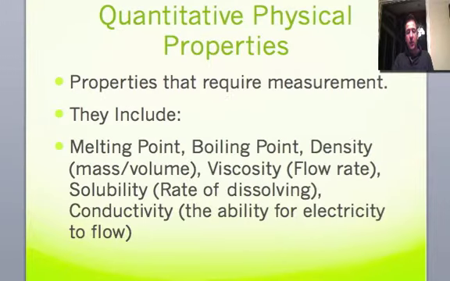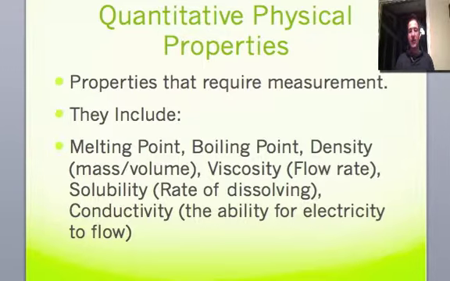The quantitative physical properties are the ones, like I said, that are measurable. Quantitative refers to almost numbers, in the form of measurement. So melting point: when does ice melt? At 0 degrees. When does water boil? At 100 degrees.